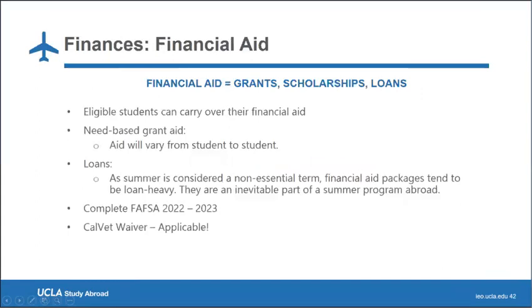So for finances, like I mentioned, if you continue to be eligible, you can receive financial aid to cover the cost of these programs. When we speak about financial aid, we speak about grants, scholarships, and loans. You can use these funds to cover your summer study abroad program, which is the one we are offering now. One thing I do want to note is that financial aid during the summer can be more loan heavy. There are some grants available during the academic year that are unfortunately not available during the summer. So keep in mind that financial aid during the summer does tend to be more loan heavy. To receive this financial aid, you will complete the FAFSA for the 2022 to 2023 academic school year.